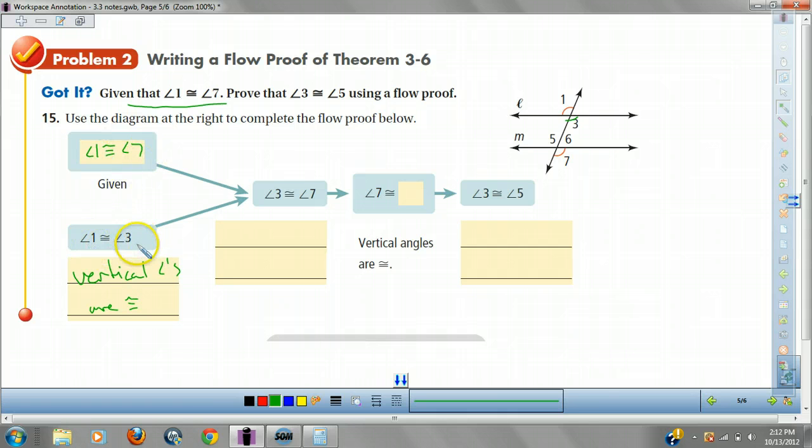Now if 1's congruent to 7 and 1's congruent to 3, how can I jump to 3 is congruent to 7? Remember, 3 is connected to 1, 1's connected to 7, so 3 is connected to 7 by your transitive property. Now we go down here. Angle 7 and 5, or 7 and what are vertical? If you said 5, you are correct. Now again, 3 is connected to 7, 7's connected to 5, so that means 3 is connected to 5 in a roundabout way by our good old transitive property.